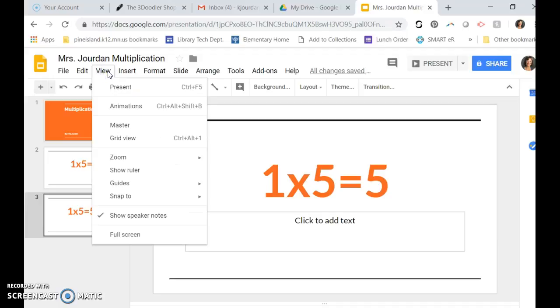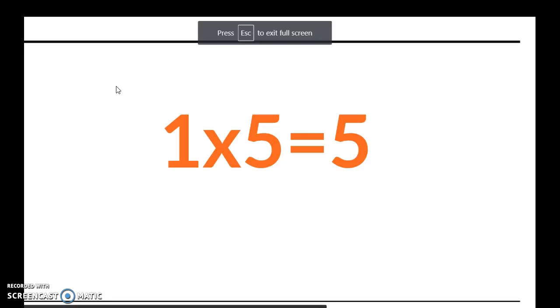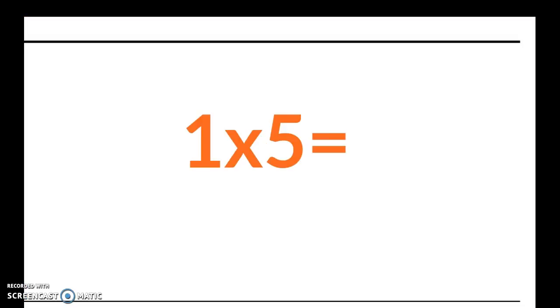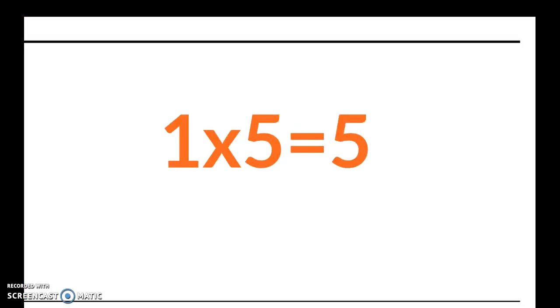When you want to present it, under the View menu, it says Present. It will pop it up full screen, and because I had that slide selected, it went straight to that slide. But if we wanted to start it from the beginning, we could say Start from Beginning, but there's my title slide, 1 times 5, and then 1 times 5 equals 5.